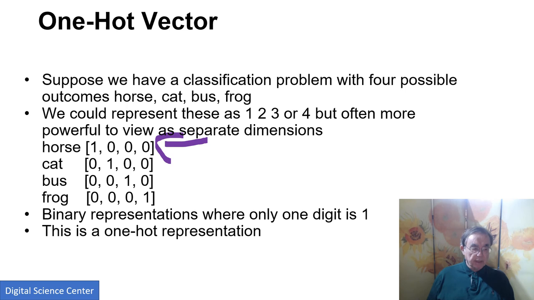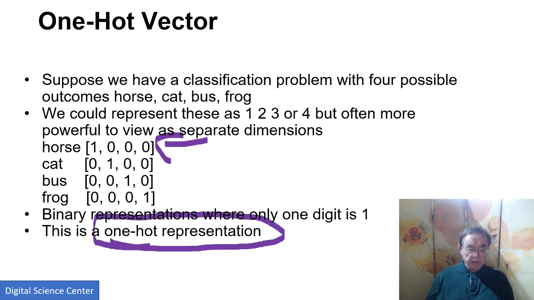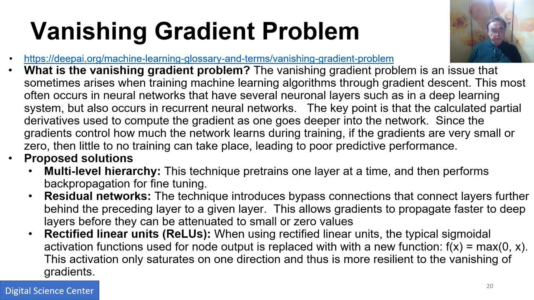Horse in the first direction, cat in the second, bus in the third, frog in the fourth. So this is just by definition the one-hot representation. And typically, this type of representation, although it seems less efficient, ends up turning out to be a better way to go and gets better answers than the more obvious method here. That's been known from the beginning of time, even in the 80s when I first started working in this area.